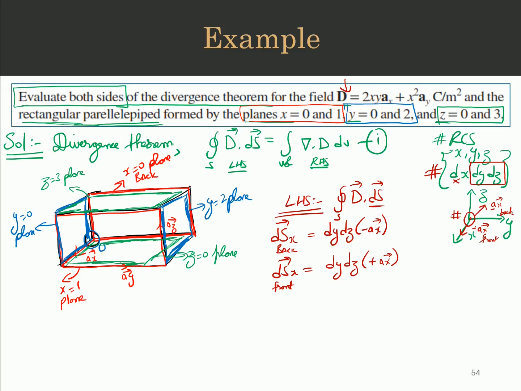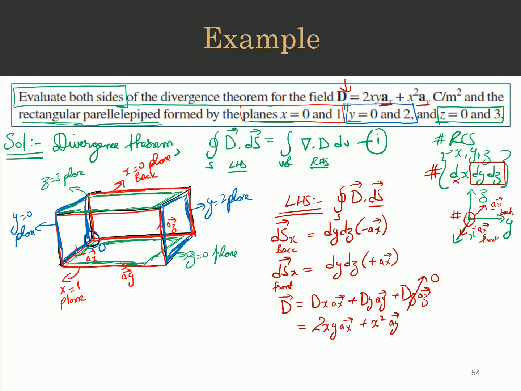Now what is the value of D? We know that the electric flux density can be represented in its components as Dx along a of x plus Dy along a of y plus Dz along a of z. In the question we only have the x and the y component, so there is no z component, so it is automatically equal to 0. So our equation will have 2xy along a of x plus x squared along a of y. So this is the value of D.